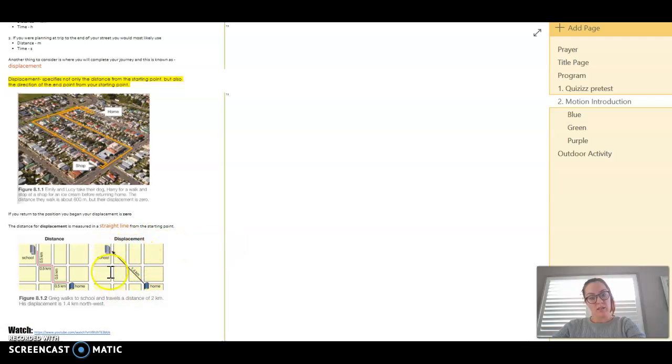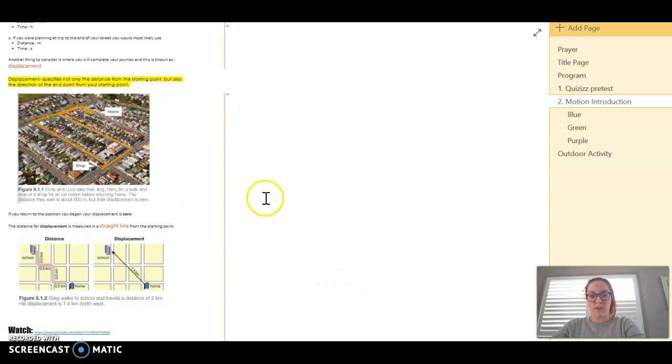So this measurement here is also known colloquially around the world as the crow flies. It's a weird little phrase that people say. They'll say, how far is it as the crow flies? So how far is it if a bird was flying in a straight line from where you started to where you finished? So when you think of displacement, think of as the crow flies.